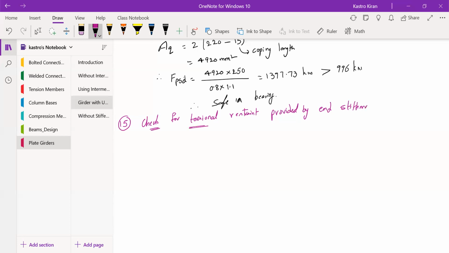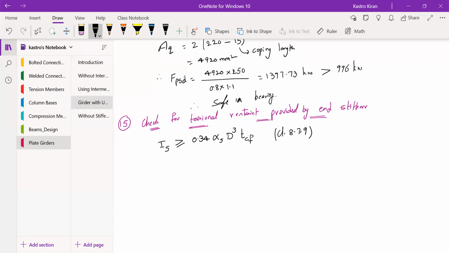Provided by end stiffener. Now, in order to solve this one, you have to refer to clause 8.7.9 of IS 800-2007, which will give you a formula that is Is, that is moment of inertia of stiffener, must be greater than or equal to 0.34 times alpha S into D cube into TCF. Okay, so if you refer to clause 8.7.9, you will get this formula, right?